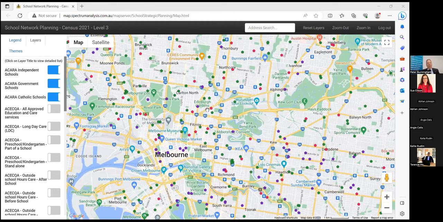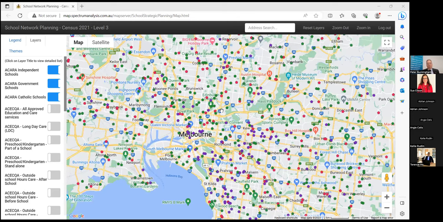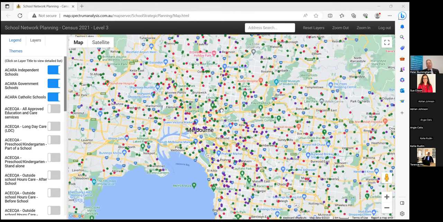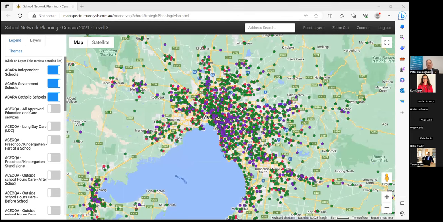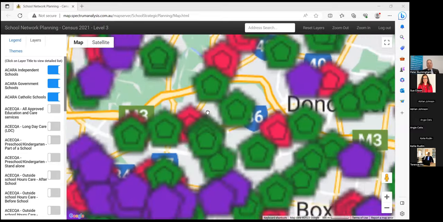Okay, hopefully we're seeing a map. Is that right, Sue? Okay. So this is a mapping system that's built in a Google type of environment. I'm just zooming out right now to show you we're looking at all of Melbourne, but I can zoom this and just walk us up to Sydney or wherever I want to go.